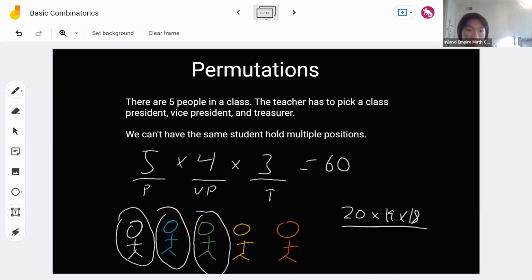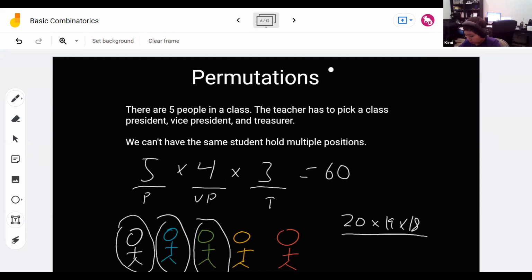All right, so does everyone get this concept here? This is a pretty important one for combinatorics. So far, it's quite easy. Yeah, I think we all get the gist. Let's move on.